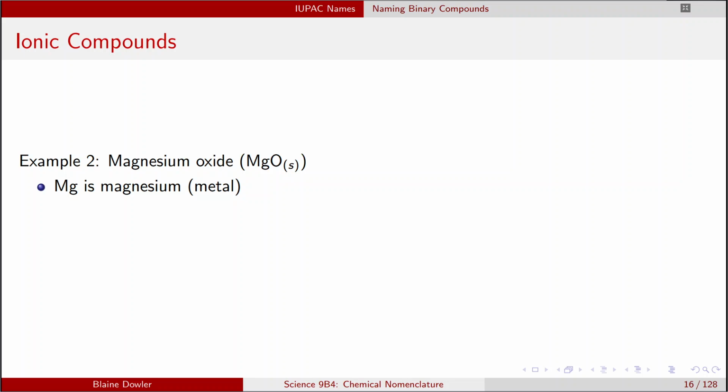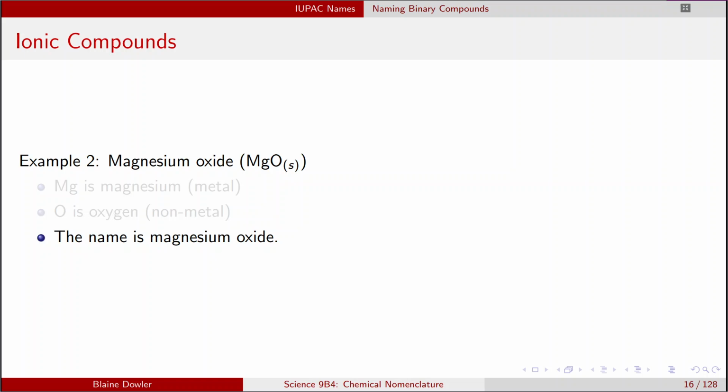Example 2, magnesium oxide. Mg is magnesium, the metal. O is oxygen, the nonmetal. The name is magnesium oxide. Again, we end with "ide." That S means it is a solid.